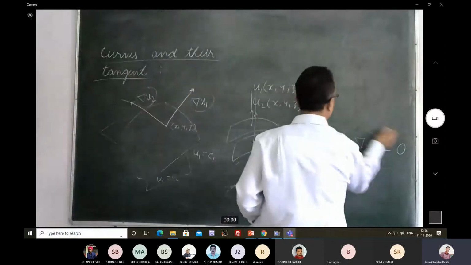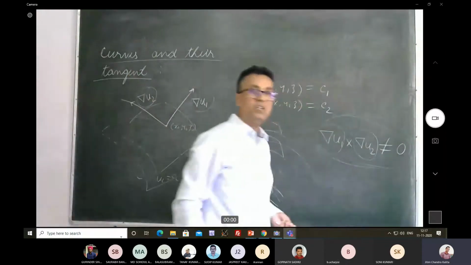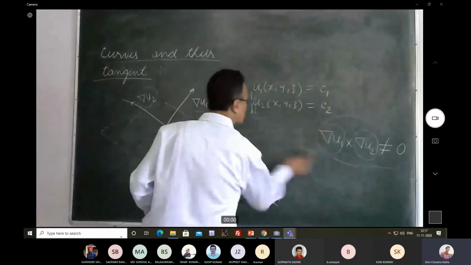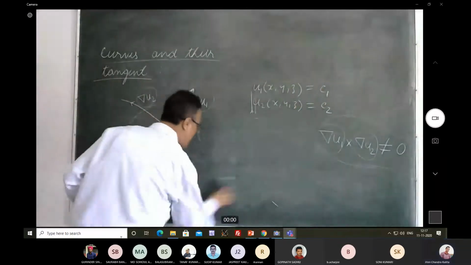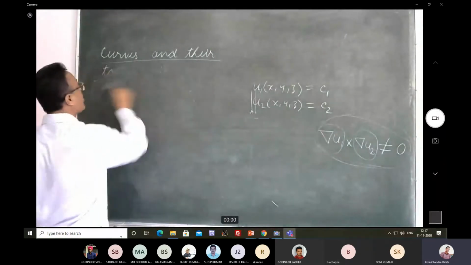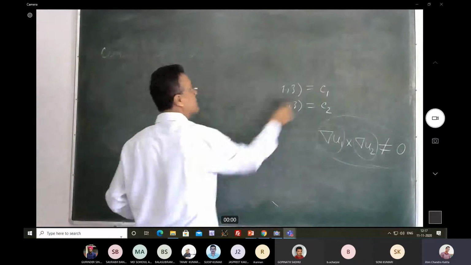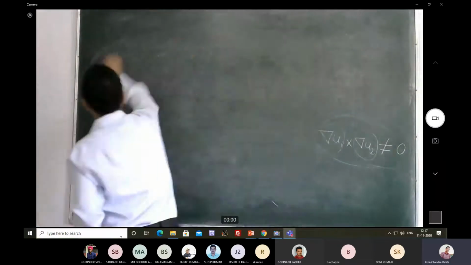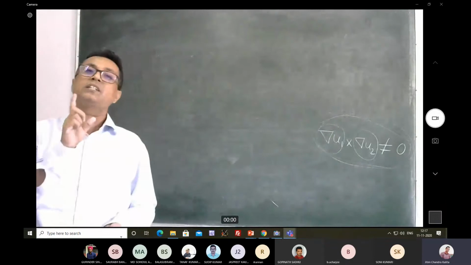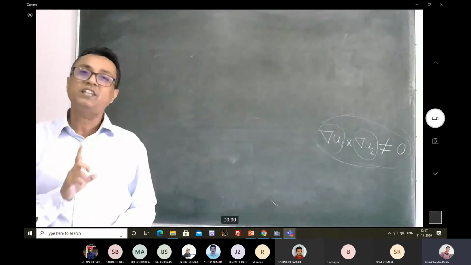So this is going to guarantee me a non-empty set of points of intersection, and not only that, as you have already pointed out, it is going to give me what? A tangent vector at each point.